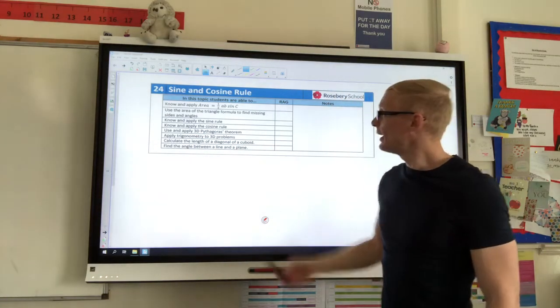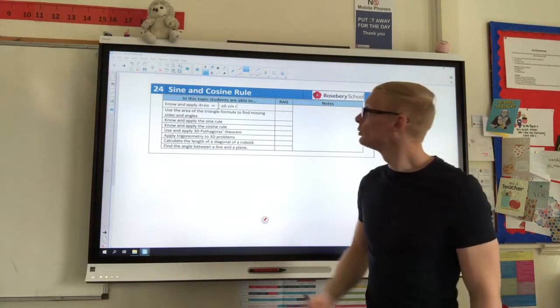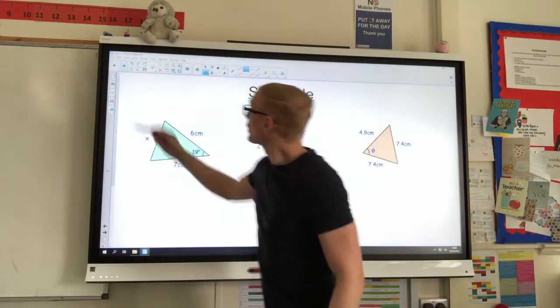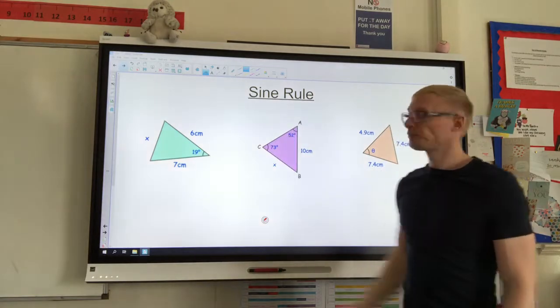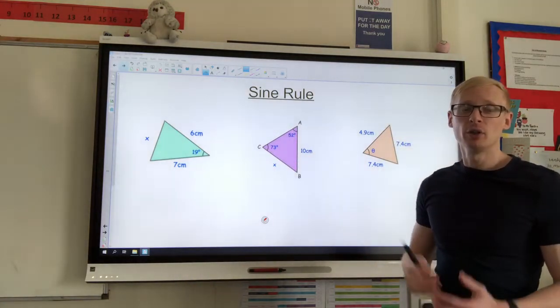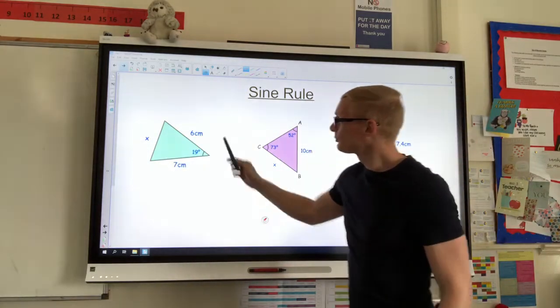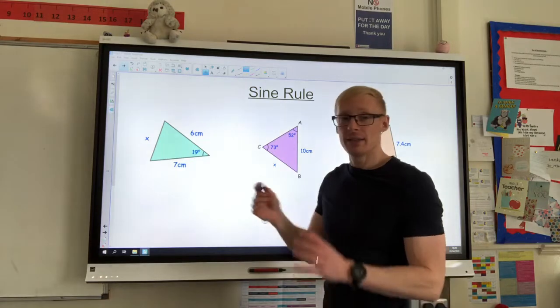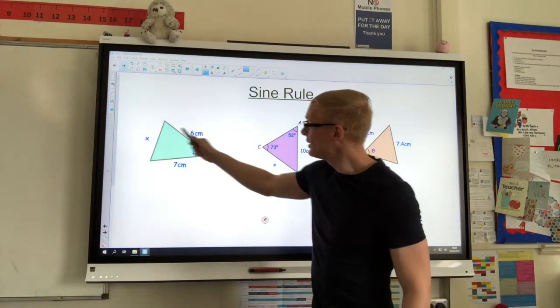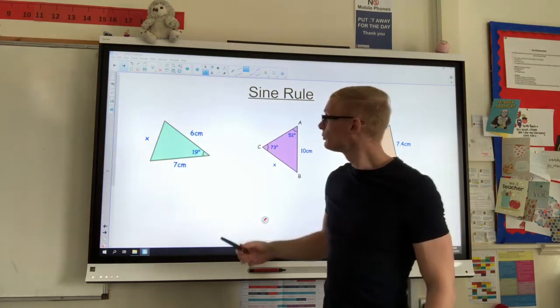What we're going to look at today is knowing and applying the sine rule, okay, and there's a difference between those two. So, title today of the sine rule. And initially, I just want to make sure we can ascertain whether we're going to use the cosine rule or the sine rule. So if we look at this first triangle, this is a question that connects together 3 sides and 1 angle, okay? So that must be the cosine rule.